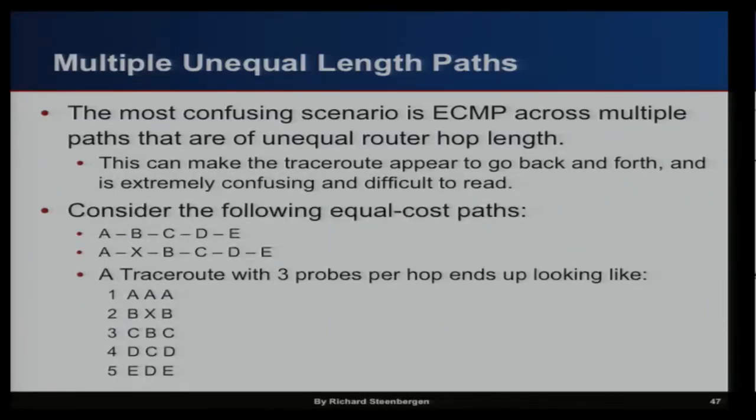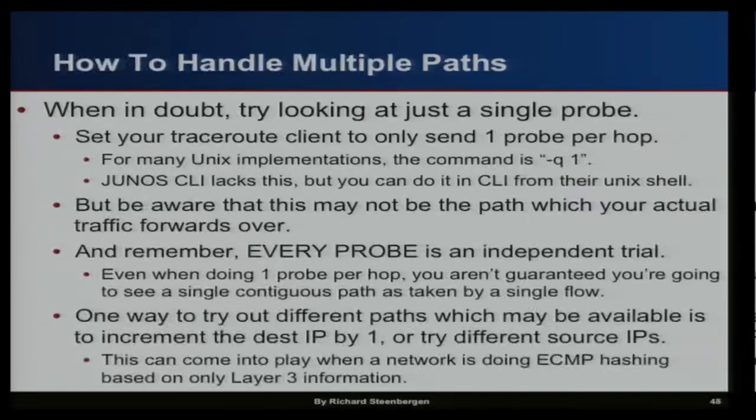You have to look, and when you see, hey, I'm seeing that same hop, that tends to be an indication that you're seeing that. So when in doubt, you can eliminate the whole thing by just doing a single probe. So in your standard Unix traceroute implementations, the option is -q1, and so instead of sending 3 probes for every hop, it's going to send 1. And if you're confused and you don't know what's going on, send 1 probe, look at that path, and then send it again. See if it comes up something different. But again, remember, every probe is still an independent trial. So just because in this one example you see a return that says this, that in no way means that's the path your flow went over or anything like that.